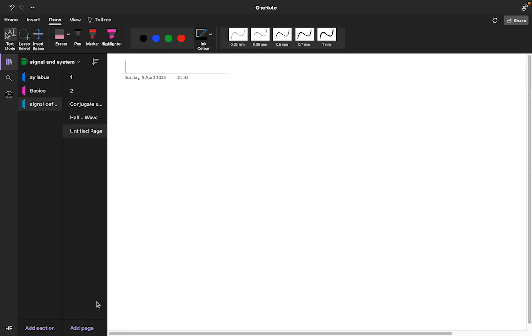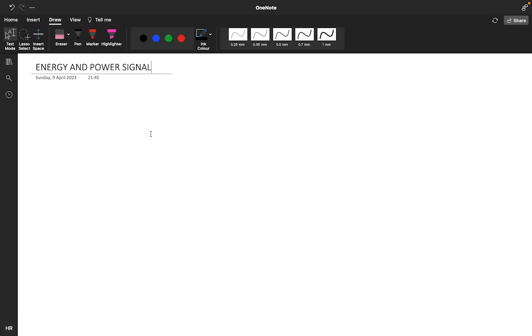So this was the concept of a half wave symmetric signal. Now we are moving to the next topic, that is energy and power signal. So write down the next heading, energy and power signal. So what is the meaning of an energy signal? Write the definition for energy signal.